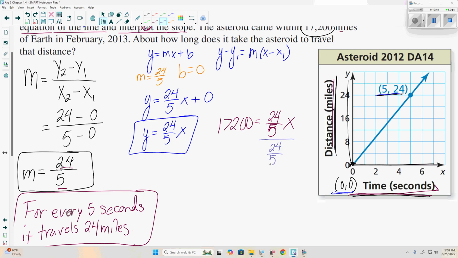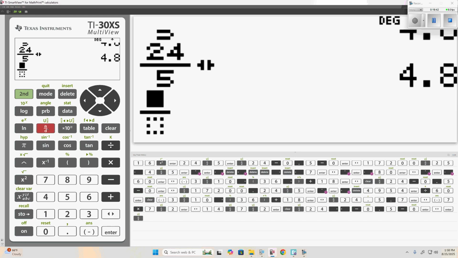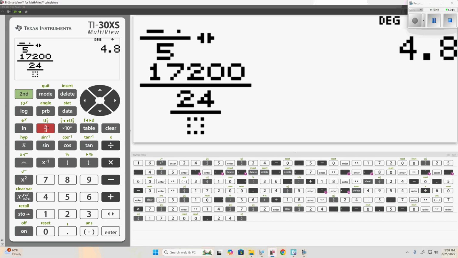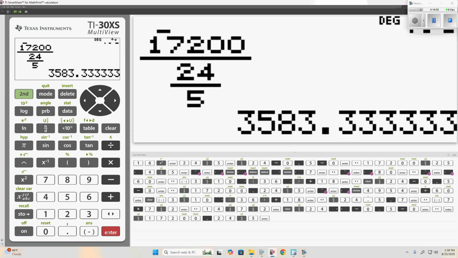So we're going to divide both sides by 24 over 5. Because 24/5 divided by 24/5, anything divided by itself is not 0, 1. Anything divided by itself is 1. So the 24/5 x divided by 24/5 is going to be x. Now, luckily, we don't have to do 17,200 divided by 24/5 by hand. We can let the calculator do it. And that gives us approximately 3,583.